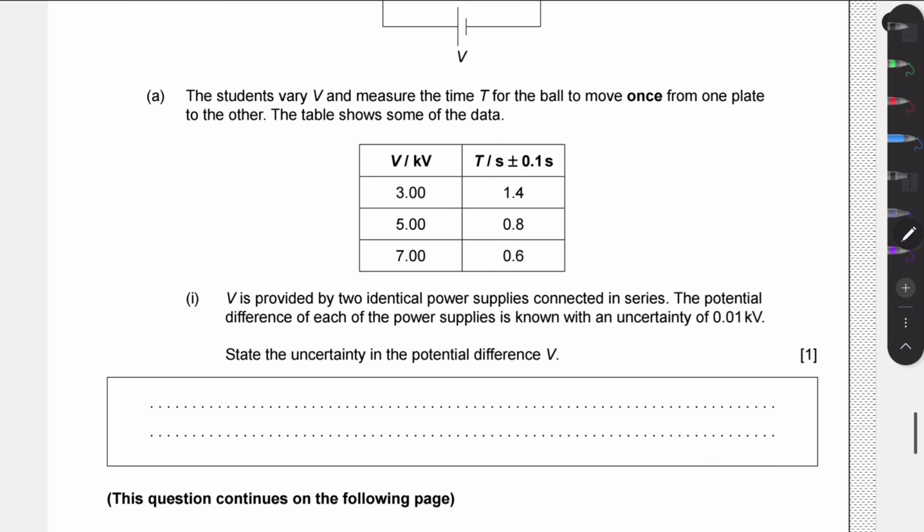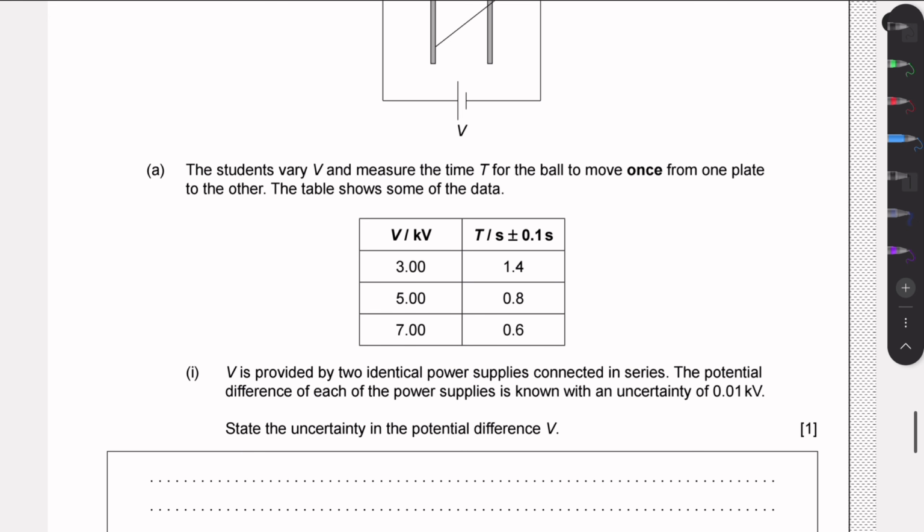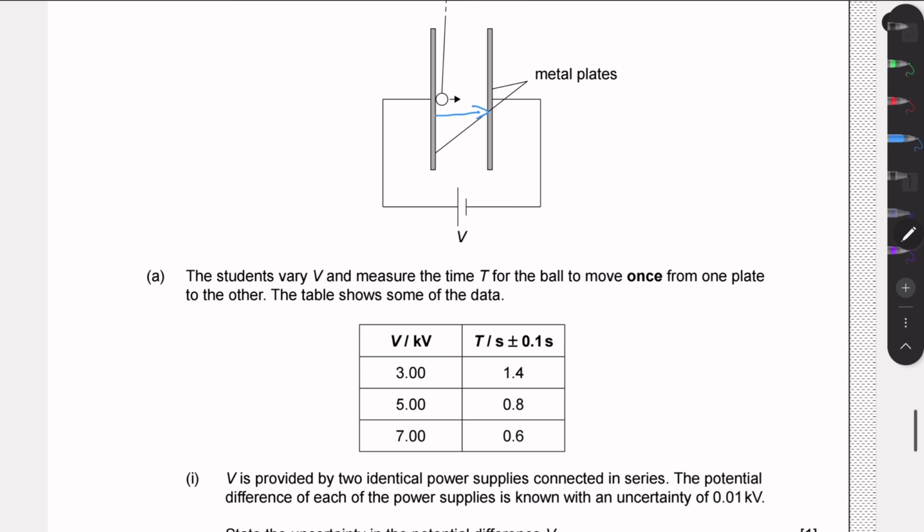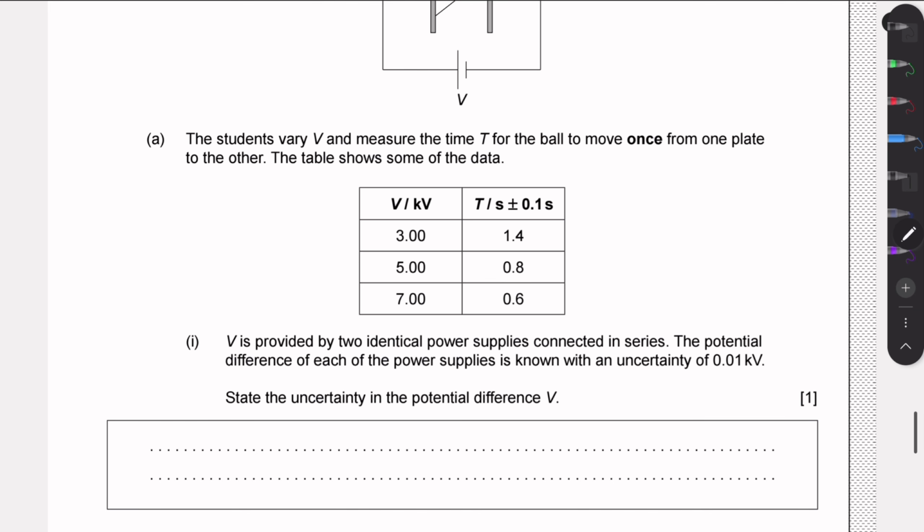In part A, we're told that the students vary V and measure the time t for the ball to move once from a plate to the other. So from here to here. And we're given this table of data. We're told V is provided by two identical power supplies connected in series, and the potential difference of each of the power supplies is known with an uncertainty of 0.01 kilovolts. We need to state the uncertainty in the potential difference of V.